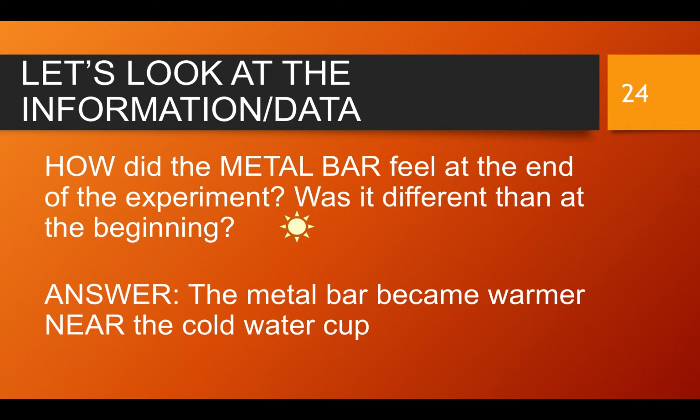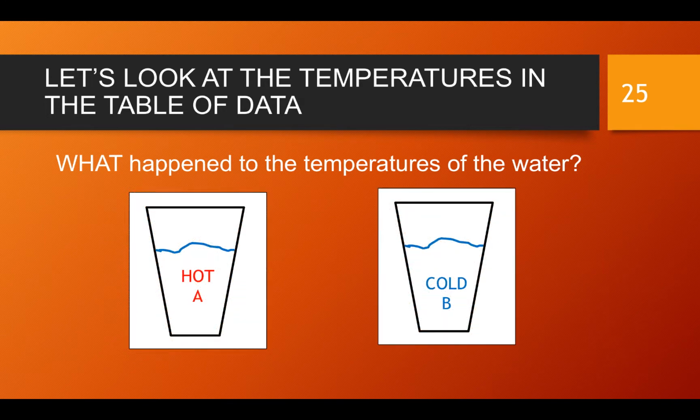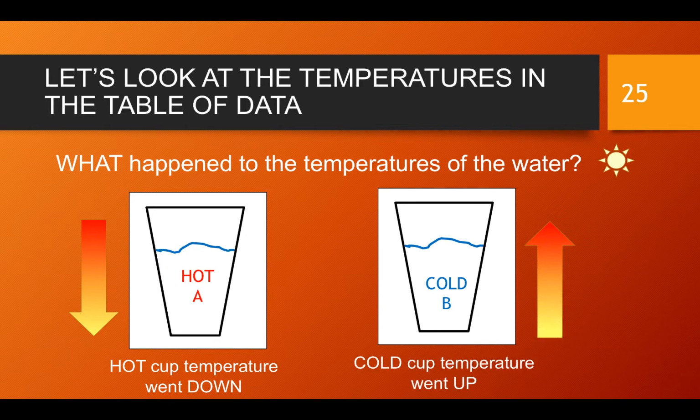The answer is that the metal bar became warmer near the cold water cup. Let's also look at the temperatures in the data table. What happened to the temperatures of the water? After looking at your data sheets, I think you probably noticed that the hot cup temperature went down and the cold cup temperature went up.